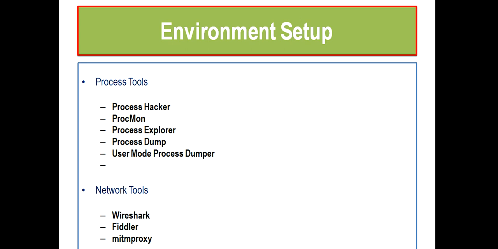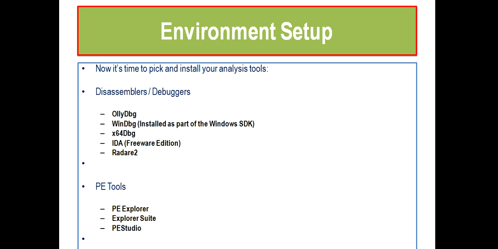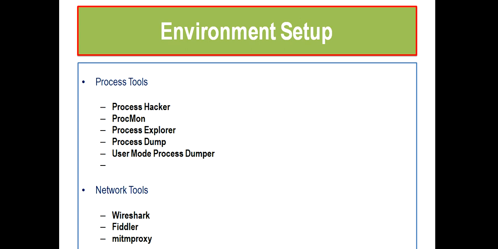Many of them are like Process Hacker, ProcMon, Process Explorer, Process Dump, user mode process dumper. You do one thing, you take a snapshot and go through each of them. At least have an idea about what features each of them has. You should know about this. Then for network tools, we have Wireshark, Fiddler, and MITM proxy. And I know that you guys are already familiar with this.